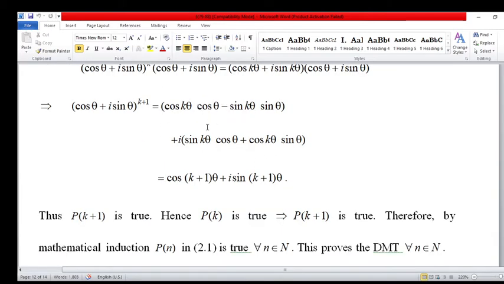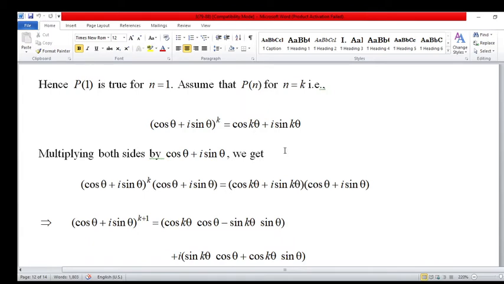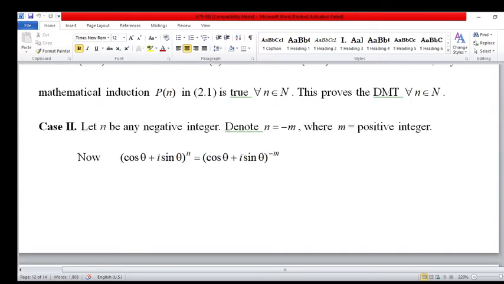Now these are the trigonometric formulas: this is cos of a plus b and this is sin of a plus b. So (cos theta plus i sin theta) to the power k plus 1 is equal to cos (k plus 1) theta plus i sin (k plus 1) theta. Thus if Pk is true, then Pk plus 1 is true. Therefore, by mathematical induction, the first case is true: de Moivre's theorem is true for positive n. Now we take n negative.